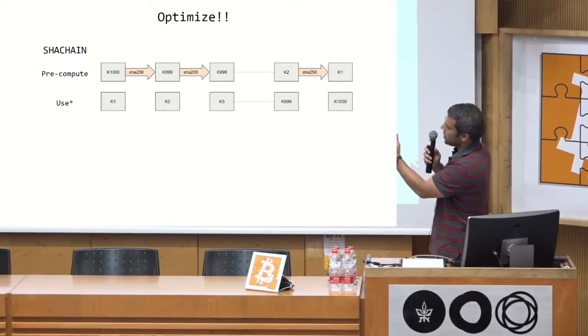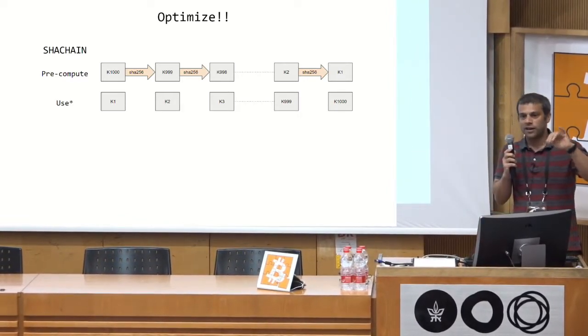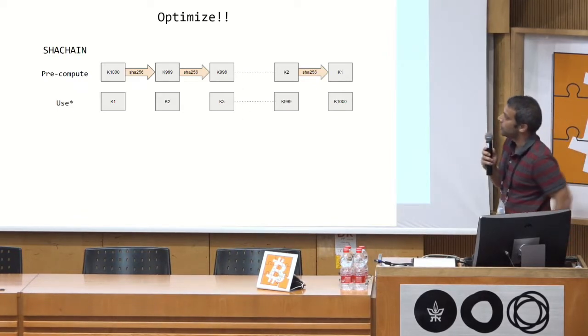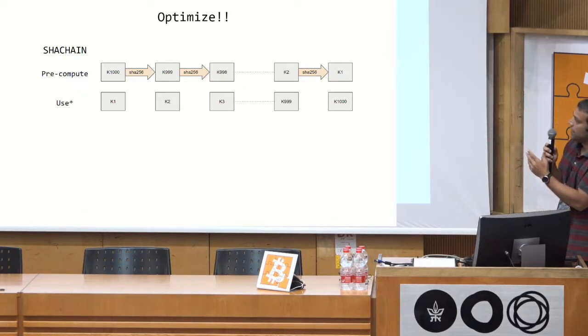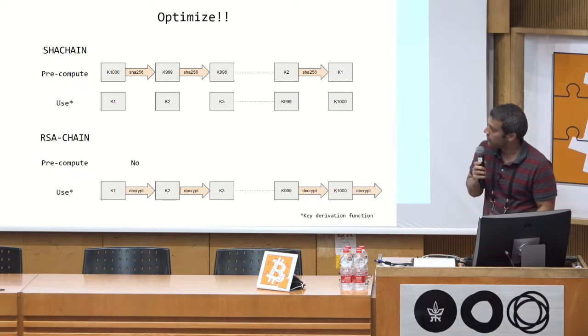So there's a SHA chain where instead of using just AES keys randomly, we use an AES key chain built out of this structure. And that gives us even more savings.